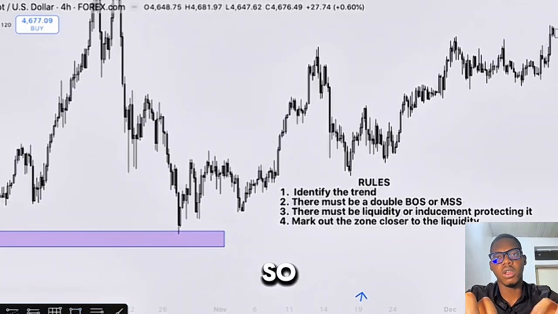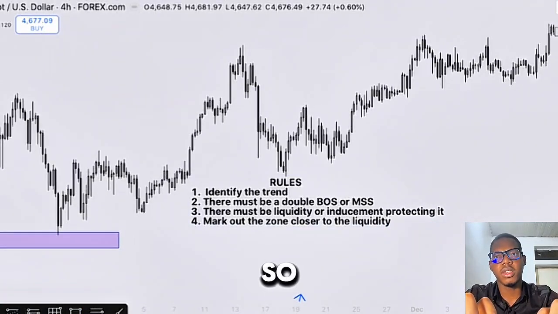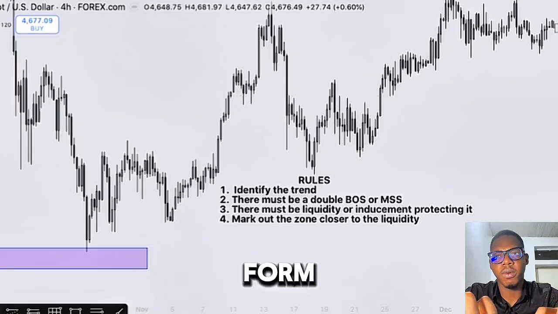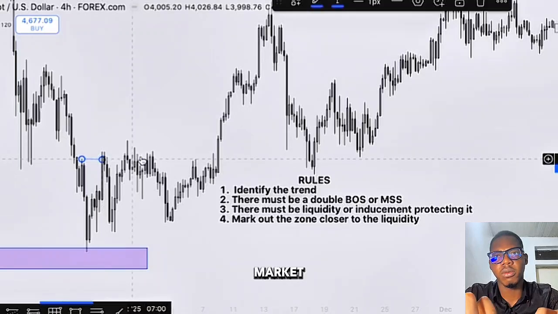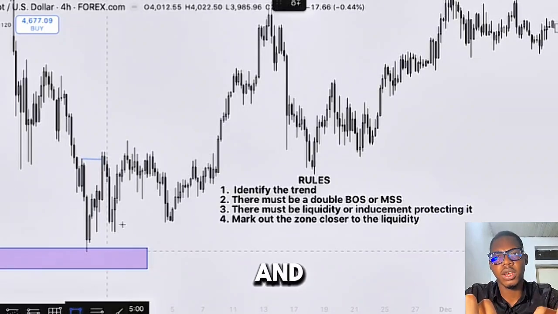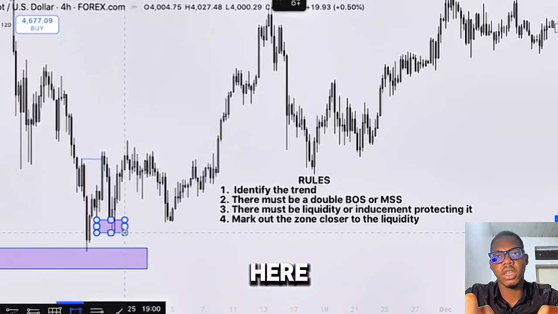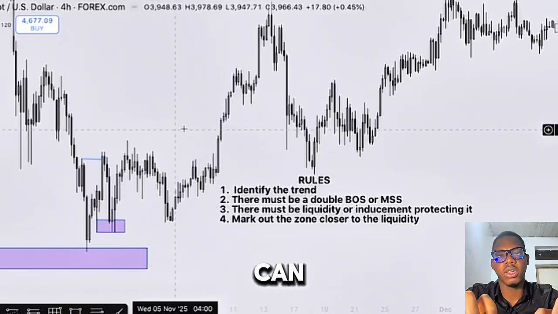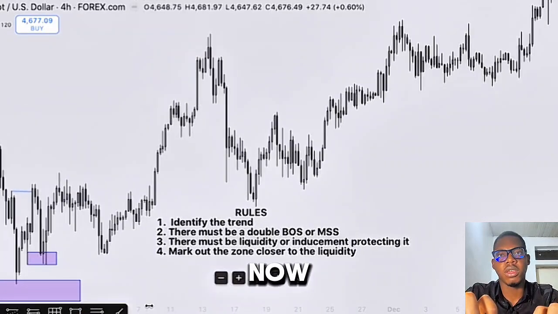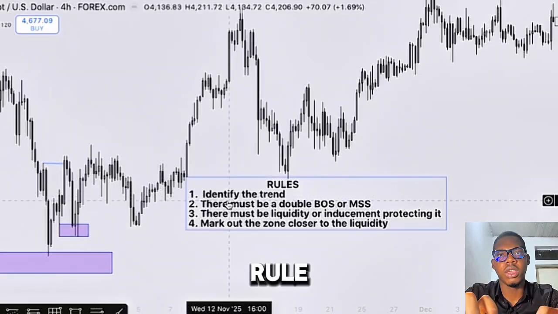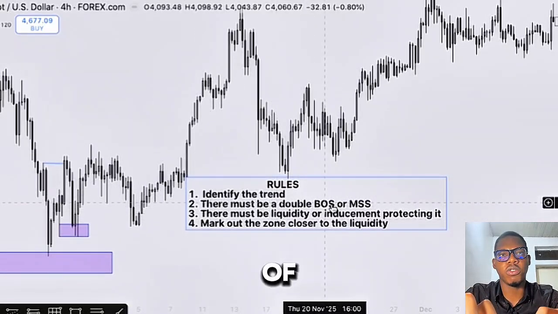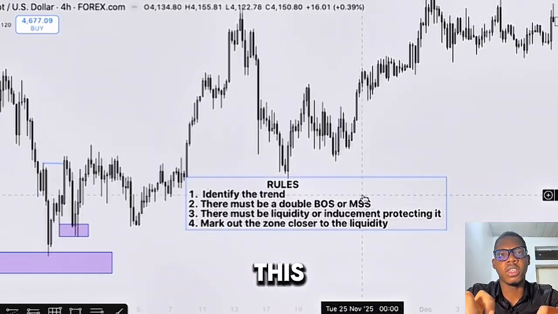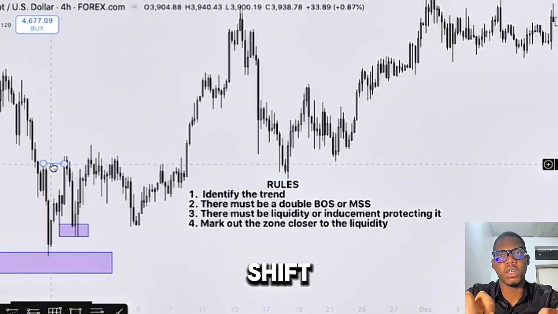Now let's zoom closer. Price came here and formed this market structure shift right here. Can you see that? Price formed this market structure shift, reacted into this area here and bought. Now, what is the rule? You identify the trend as bullish, so there must be a double break of structure, a market structure shift. In this case, we saw a market structure shift, as you can see here.